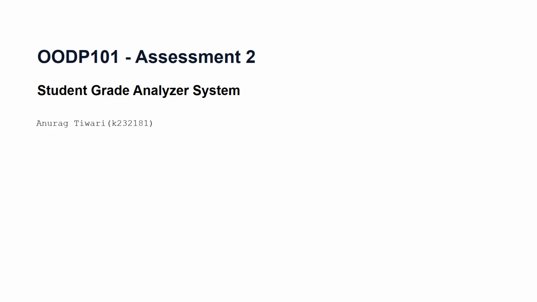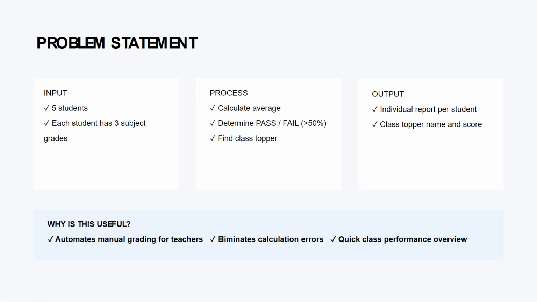My student ID is K2328181, and this is assessment 2 for OODP. My project is called the Student Grade Analysis System. So, slide 2 is more about the problem statement.